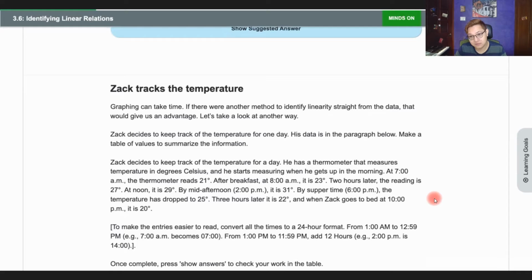Another way: Zach decided to keep track of the temperature for one day. His data is in the paragraph below. Make a table of values to summarize the information. He has a thermometer that measures temperature in degrees Celsius, and he starts measuring when he gets up in the morning.